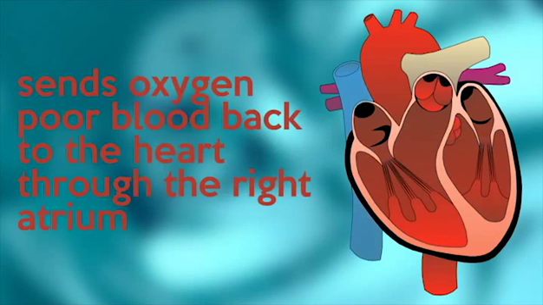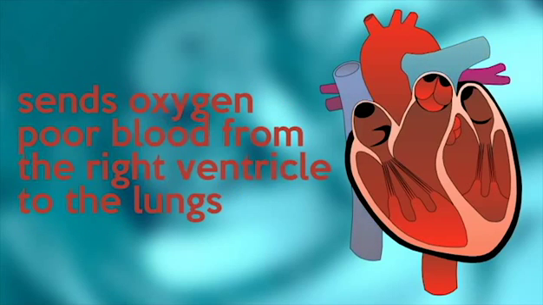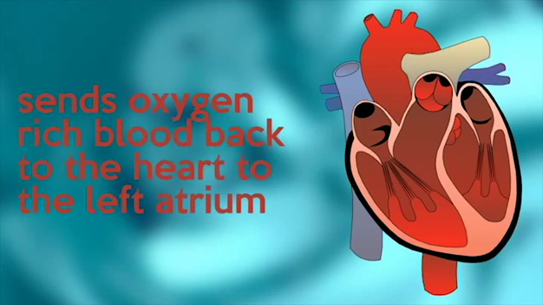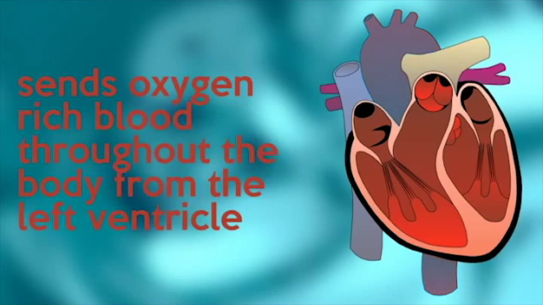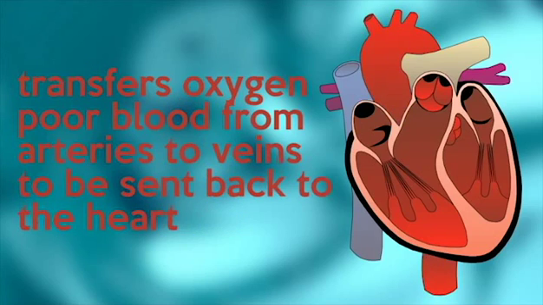The superior and inferior vena cava send oxygen poor blood back into the heart from the whole body through the right atrium. The pulmonary arteries send oxygen poor blood from the right ventricle to the lungs to be oxygenated, while the pulmonary veins return oxygenated blood to the heart through the left atrium. The aorta brings oxygen-rich blood out to the entire body from the left ventricle. Capillaries transfer oxygen-rich and poor blood in different organs throughout the body, especially the lungs.